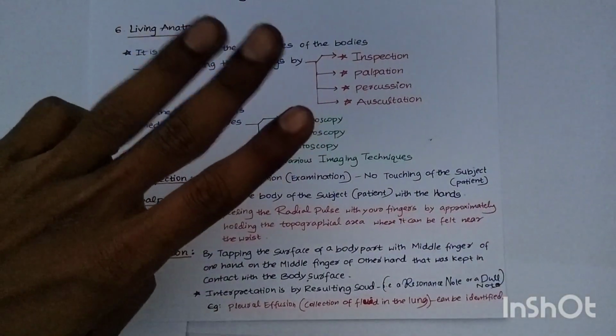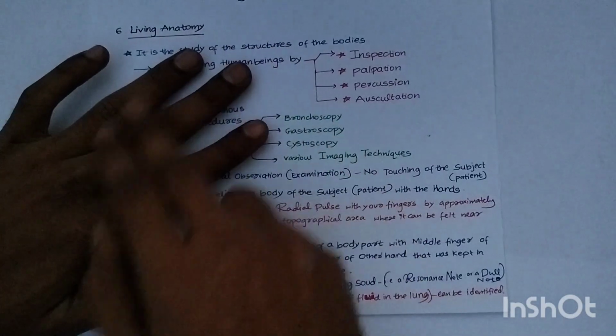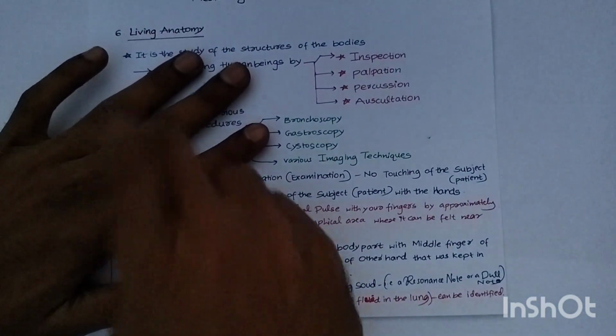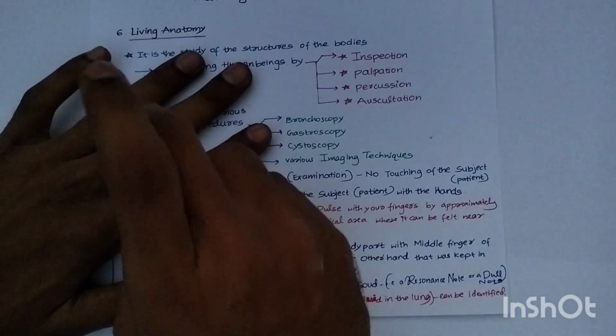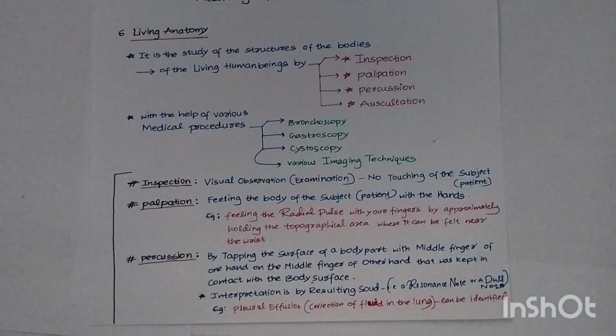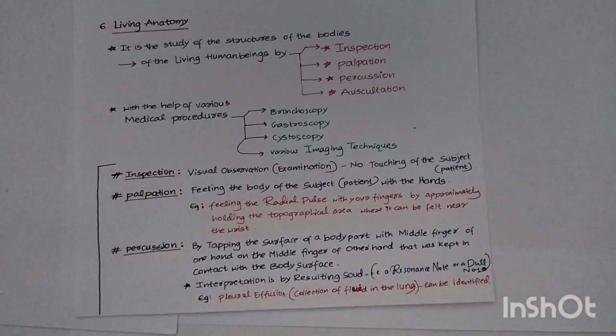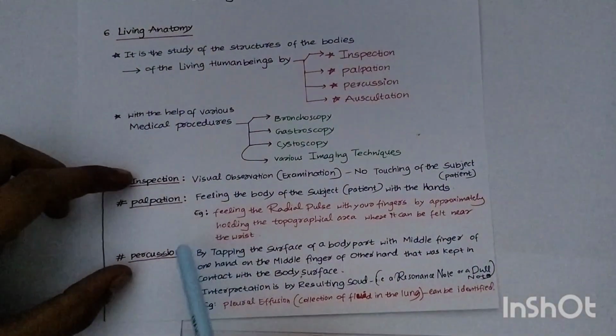So you take the 3 fingers. The third finger you'll keep on the surface, like suppose abdomen. You'll percuss. From this you'll get diagnostic sounds, like what is the content in it. In the abdomen, for example. So if any fluid accumulation happened in the abdomen, you'll get to know by the percussion, right?